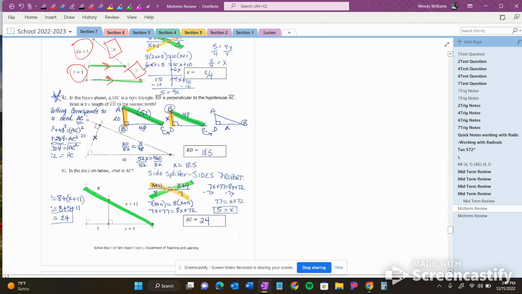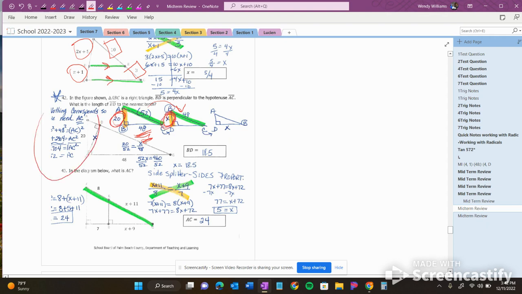Number 42 is tricky. When we set the three triangles up like I've taught you, big, medium, small, you're going to find that they don't give you corresponding pieces. They're asking for x, which does not correspond to the 48 that they give you. You have 52 corresponds to 48, but you don't have this 20 that corresponds to x.